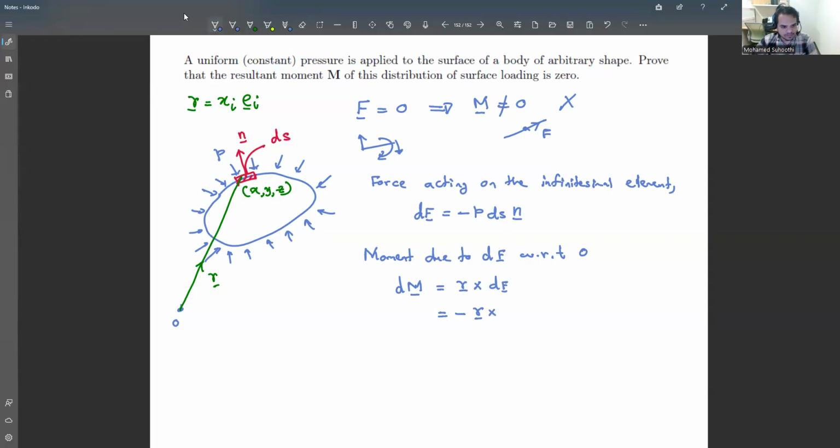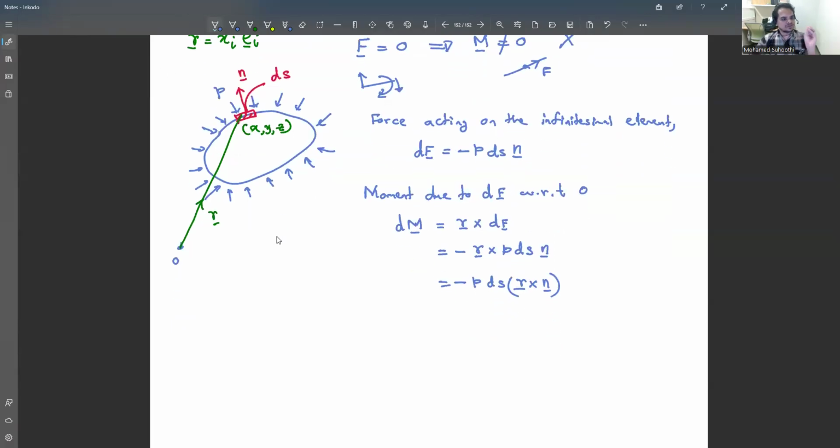I will write p ds here. Now p ds is a scalar, so it will come out: minus p ds, and then R cross n. So this is the moment due to this element only.